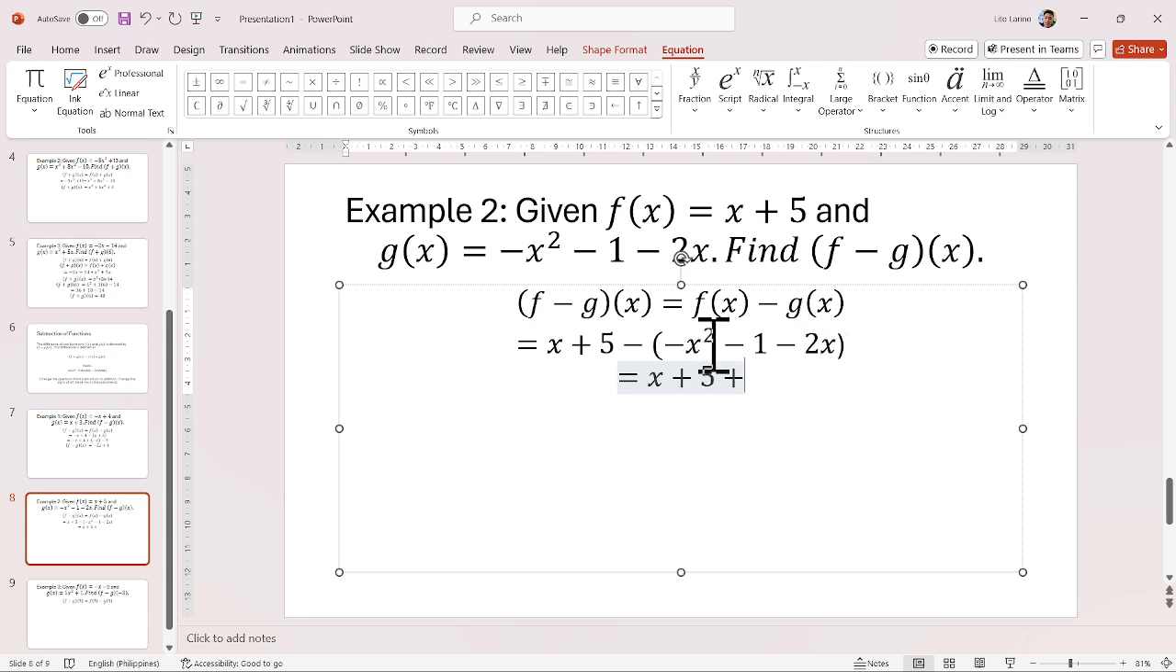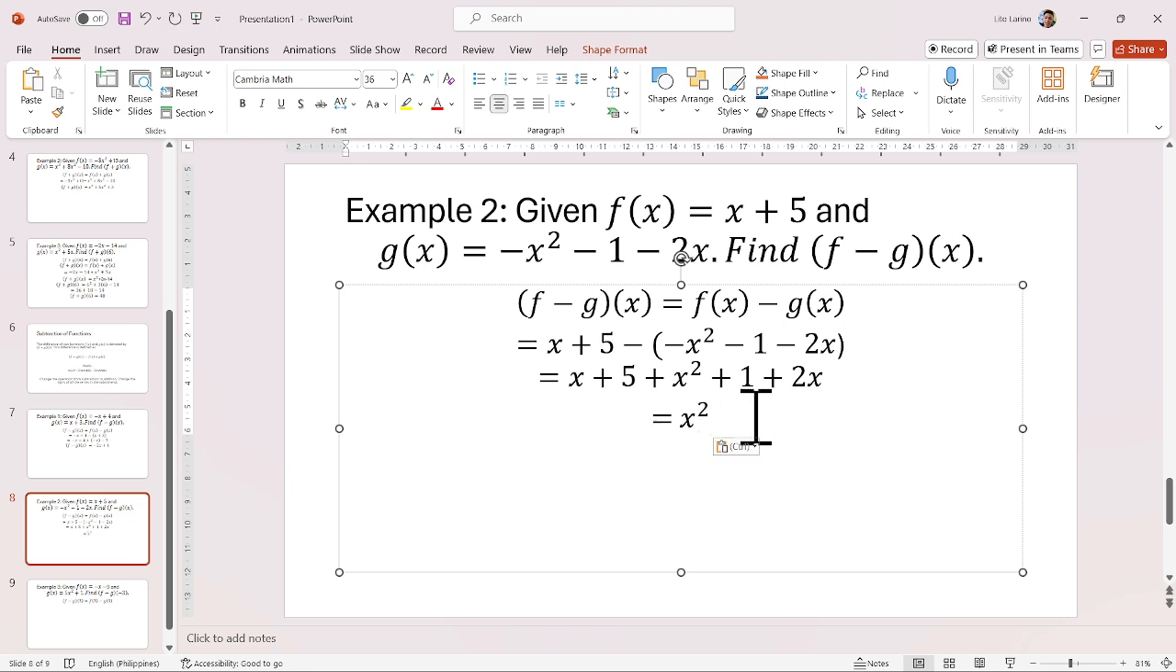That means negative x squared will become positive x squared, and minus 1 will become plus 1, while minus 2x will become plus 2x. Okay, and simplifying, again, we will start with the term with the highest exponent of the variable x. No other term except x squared. Then we will just copy x squared. Then proceed to the terms with x. We have x plus 2x. That is, x plus 2x is 3x.